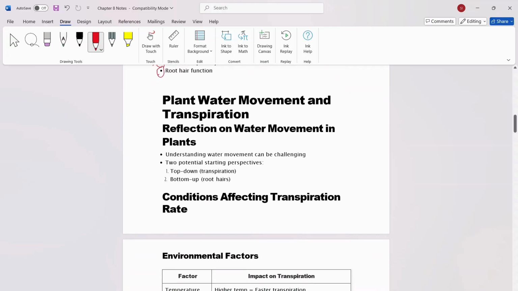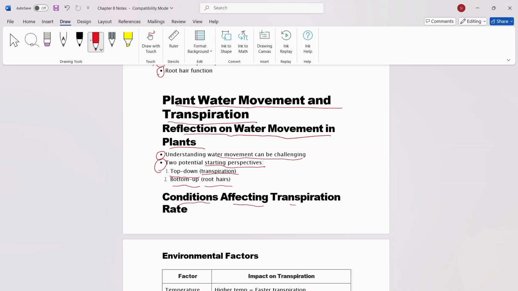Now let's talk about plant water movement and transpiration. First, what is the water movement in plants? We have to understand that water movement can be challenging. Two potential starting perspectives: top down, which is called transpiration, and another is bottom up, which is with the help of root hairs.